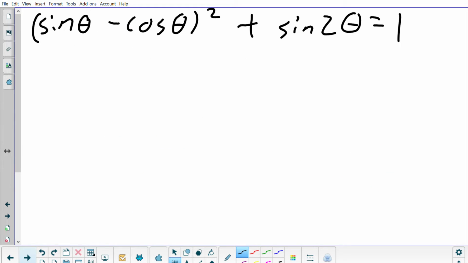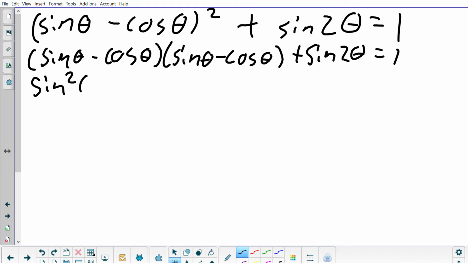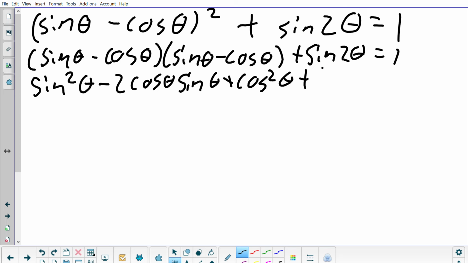So our first one is write what you see twice. So I have sine theta minus cosine theta twice. And then I'm just going to rewrite everything else. I'm going to FOIL: minus 2 cosine sine, plus cosine squared, and then rewrite everything else.